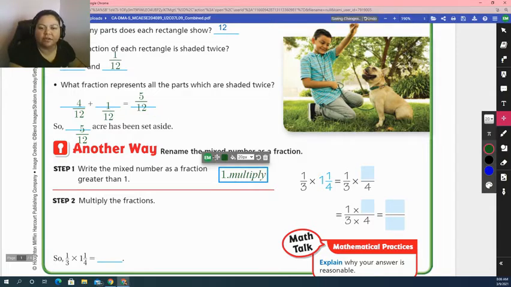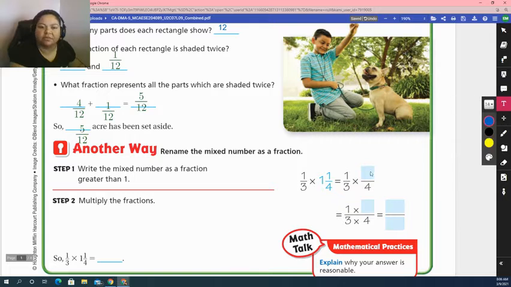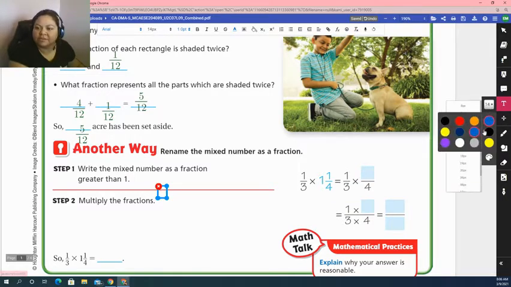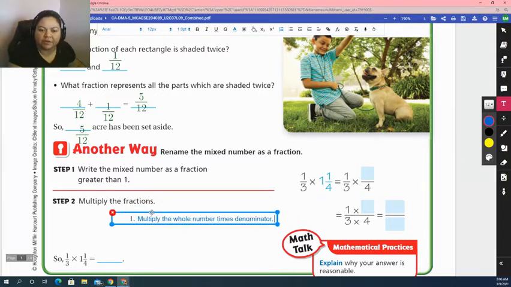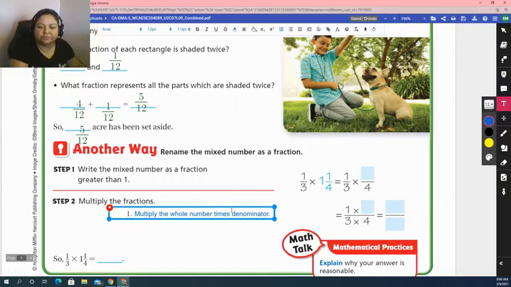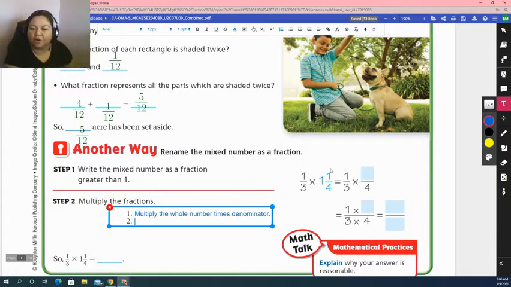Let me do this smaller, and write it right here, a little bit smaller so it can fit. My first step is to multiply the whole number times the denominator. Actually, let me write it over here. So I'm going to multiply the whole number, in this case 1, times the denominator, which is 4. 1 times 4 is 4.